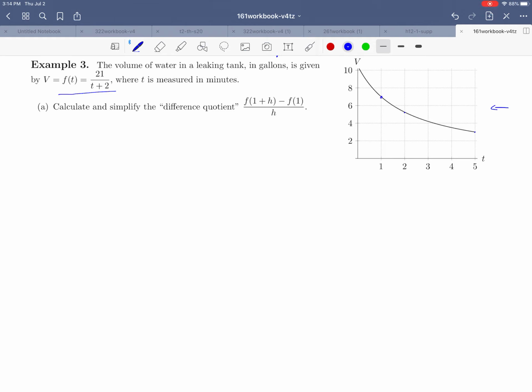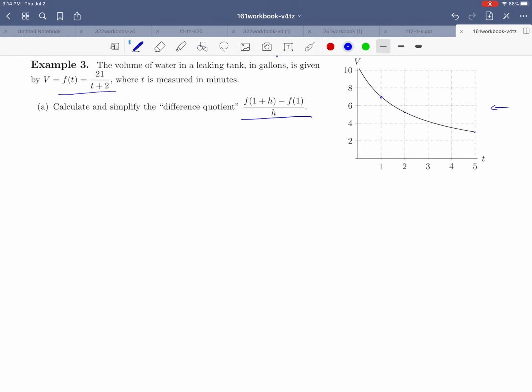In part A, they're asking us to simplify this difference quotient right here. We don't really know what it means at this point, but that's okay. We'll learn about that later. Let's just compute it. So this is a purely algebraic problem at this point. Let's see if we can figure this out.